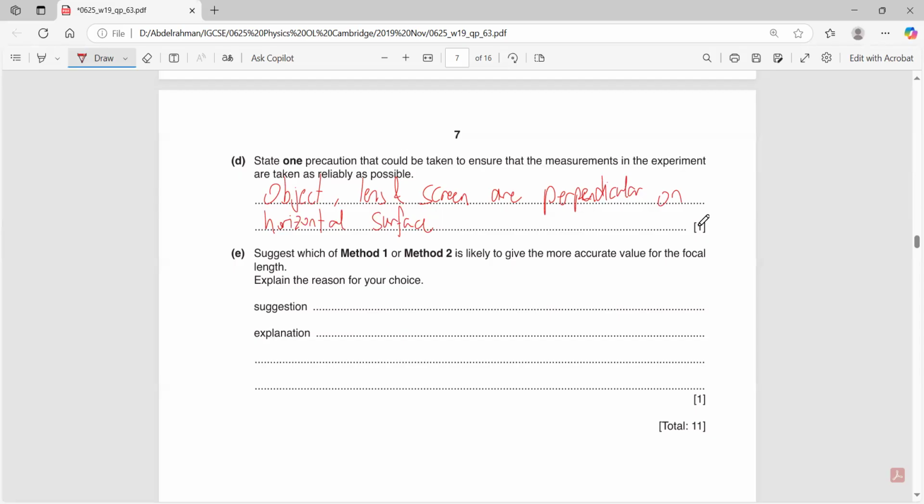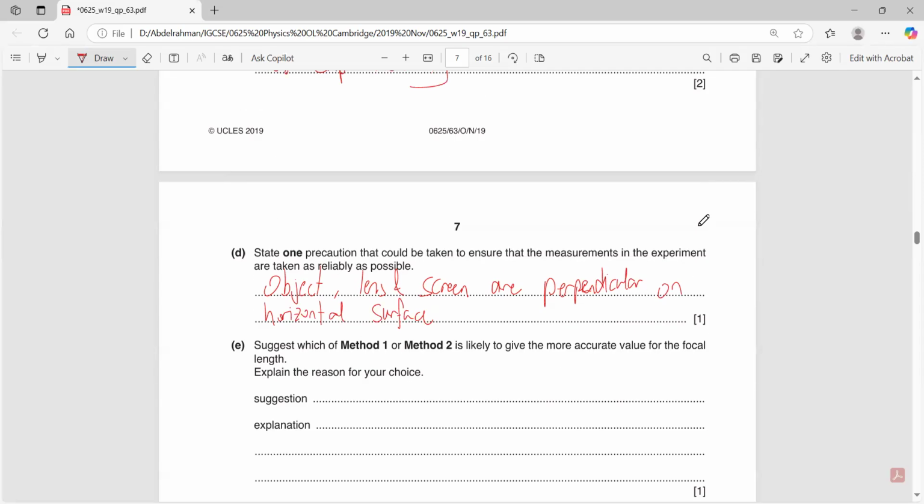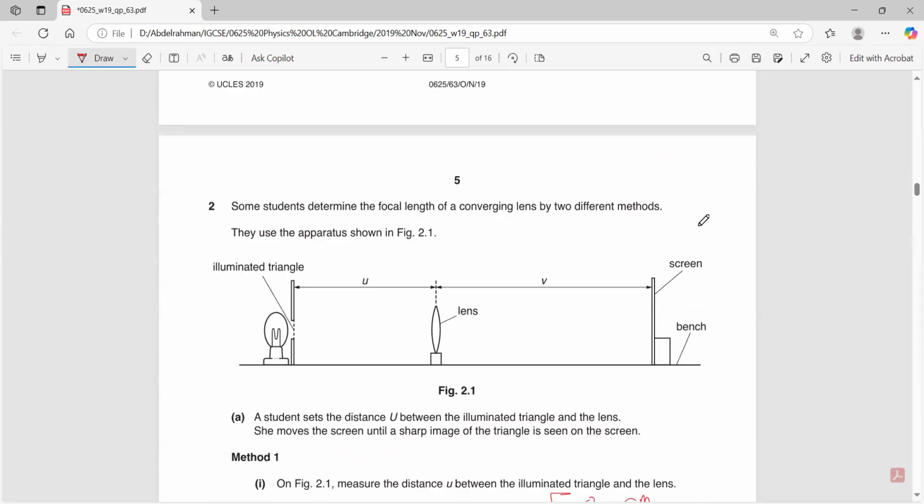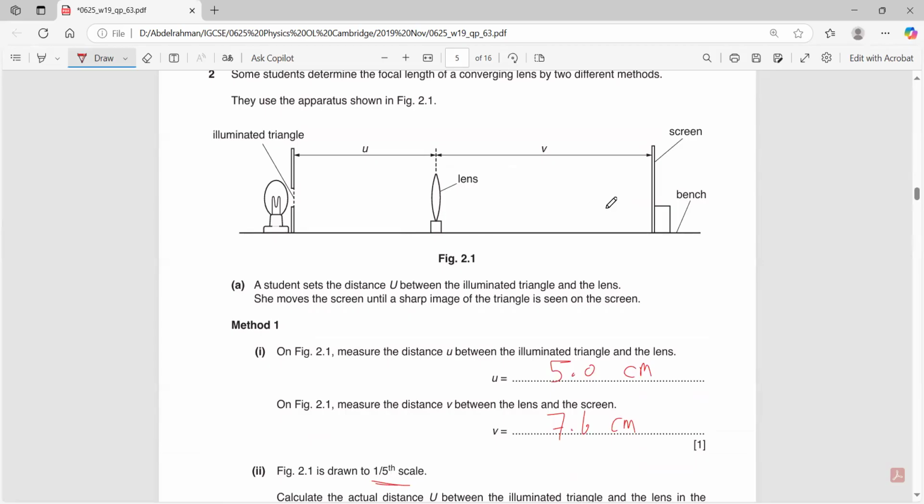In my point of view, method two might be a bit more accurate. Why would method two be a bit more accurate? Because in method one, measuring the length U and V might be a bit more difficult. So in my point of view, method 2 is more accurate.